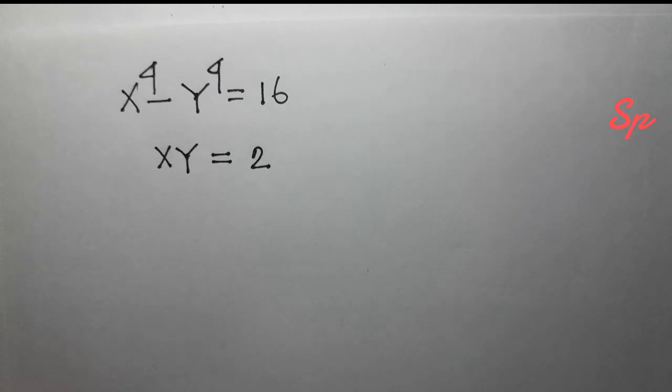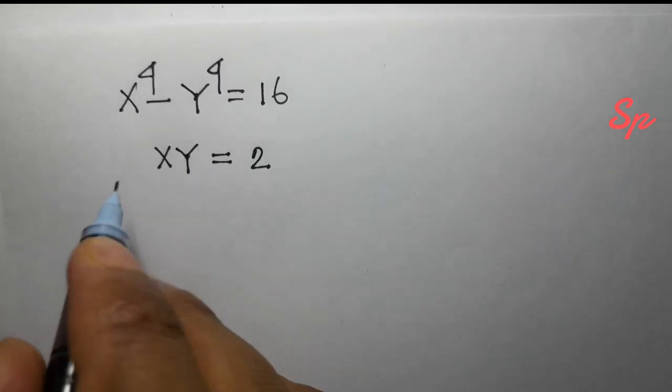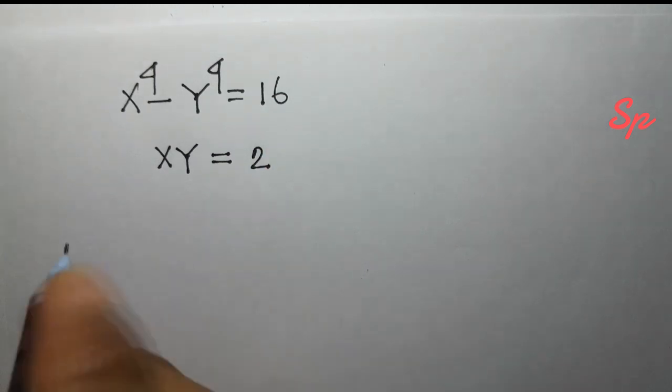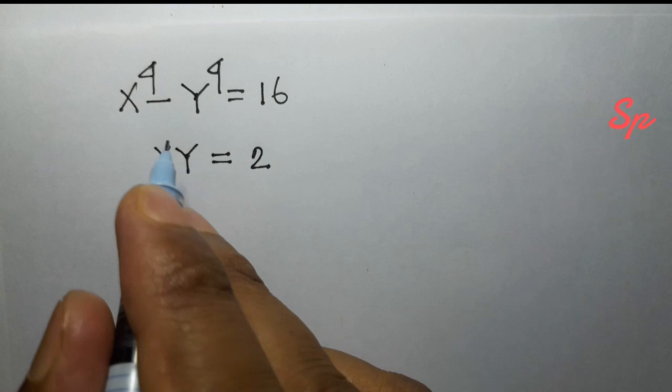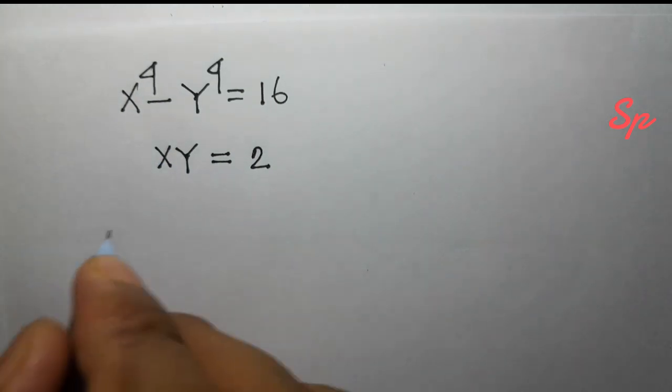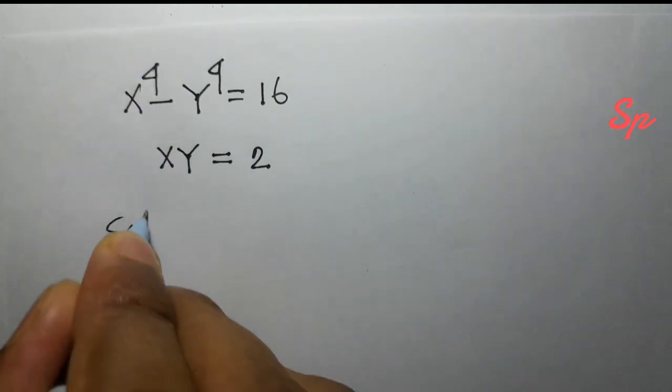Here it is given that x to the power 4 minus y to the power 4 is equal to 16 and xy is equal to 2. We have to find out the value of x and y. Let's start. Here is the solution.